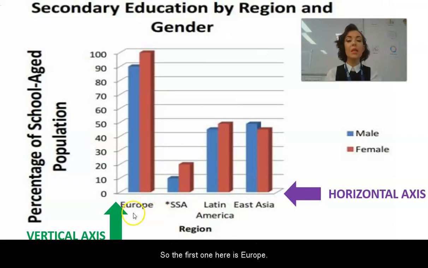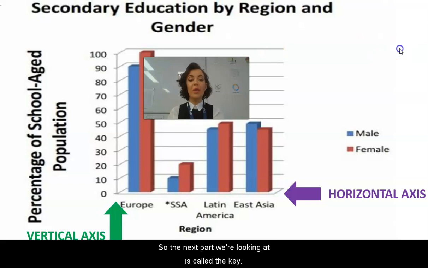So the first one here is Europe, then SSA. Now, SSA means Sub-Saharan Africa, Latin America, and East Asia. So that's the horizontal axis.